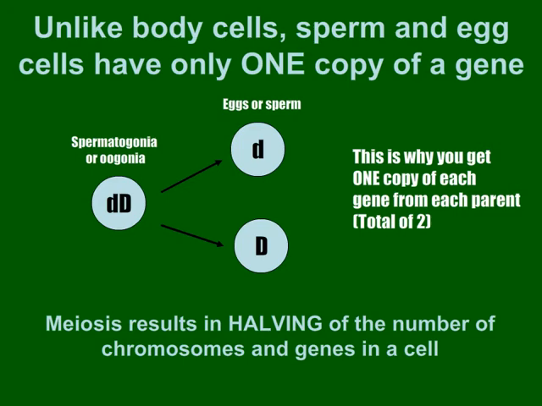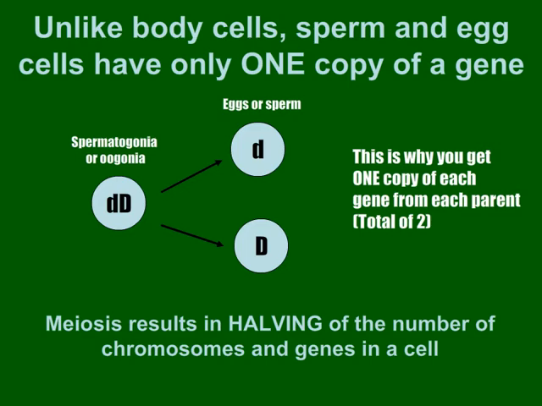Now remember, in the process of spermatogenesis or oogenesis, we go through the process of meiosis. And during meiosis, we halve the number of chromosomes in each cell so that each sperm cell or each egg cell gets only one copy of this particular gene. So your egg or sperm might get a big D or it might get a little d, but it can't get both.